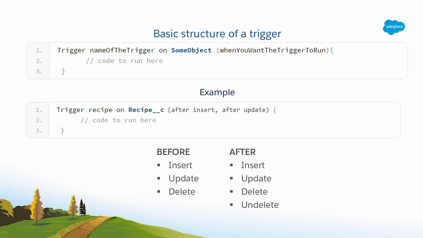There are other options. So the before actions can happen on before insert, before update, and before delete. After actions can happen after insert, after update, after delete, and after undelete. So you can imagine, this opens up a whole bunch of things. Like when someone restores a record, maybe you want to do something different, that you can't really do declaratively.